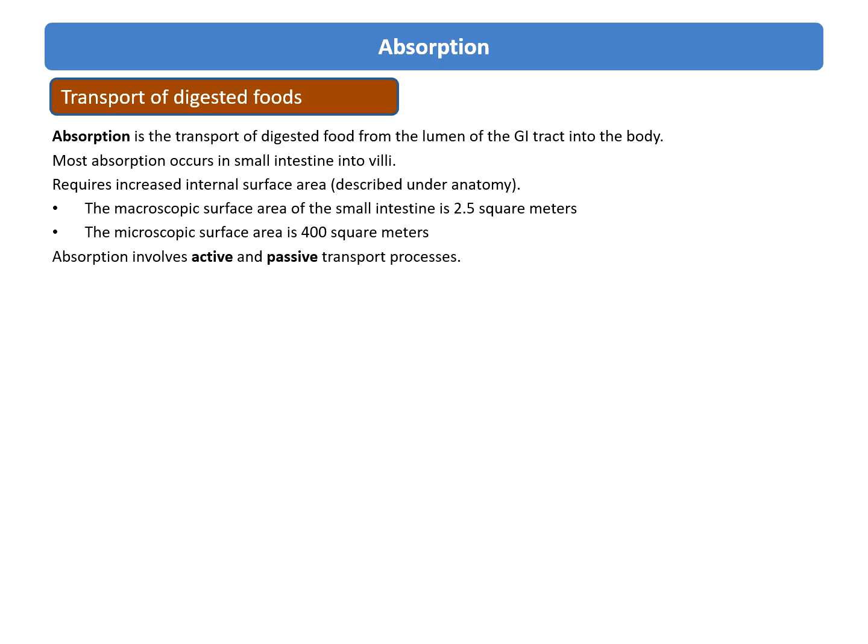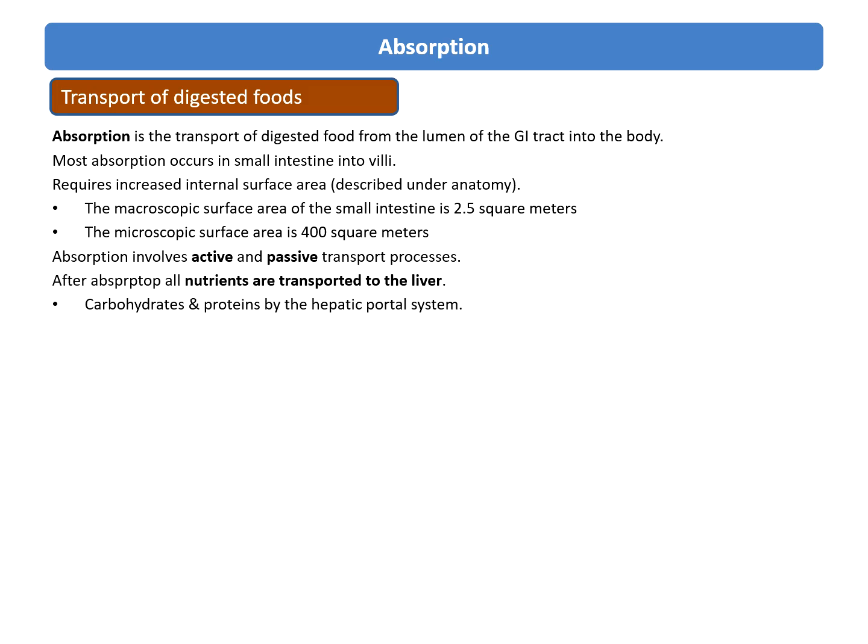Absorption involves both active and passive processes. After absorption, all nutrients are transported to the liver. Carbohydrates and proteins are transported by the hepatic portal system. Lipids are transported mainly by the lymphatic system as well as the cardiovascular system.